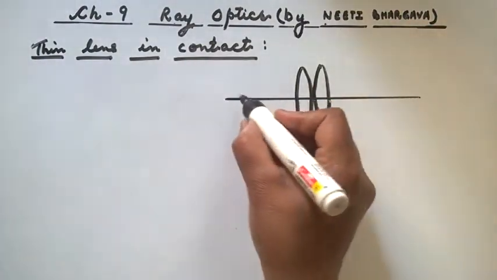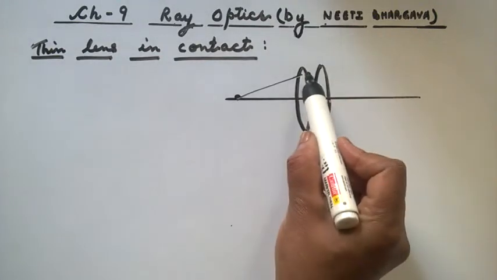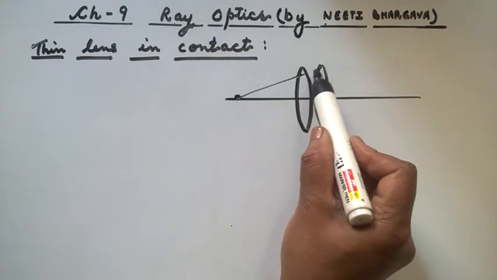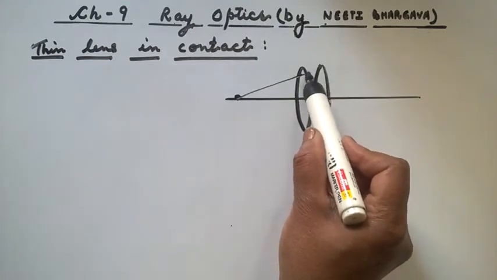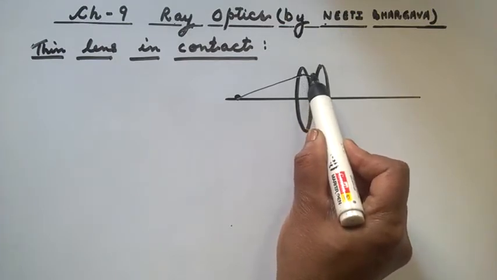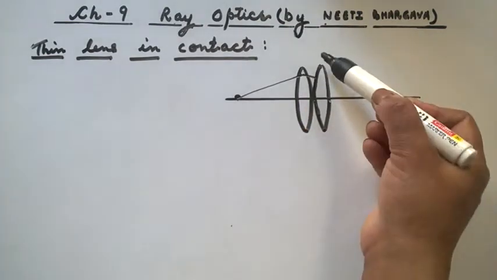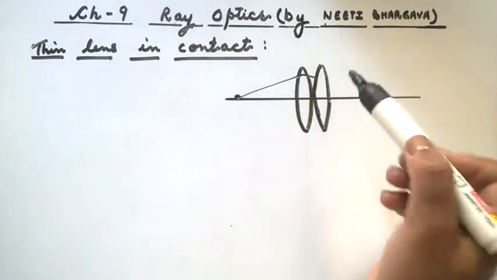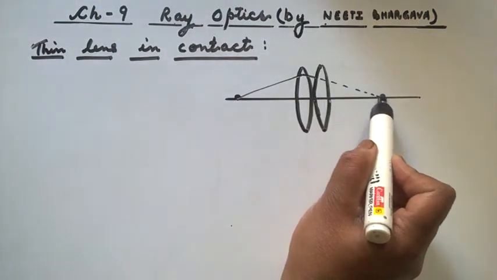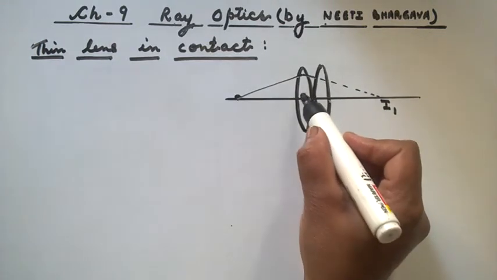and we know that when the object is placed in a rarer medium, then after refraction the ray will bend towards the normal. As here we are considering that the distance between the two lenses is negligible, the ray will go undeviated at this part, and will bend towards the normal. And if suppose this lens is not present, the ray will go in this manner and will meet at a point on the principal axis, giving an image, let it be I1, because of the first lens.